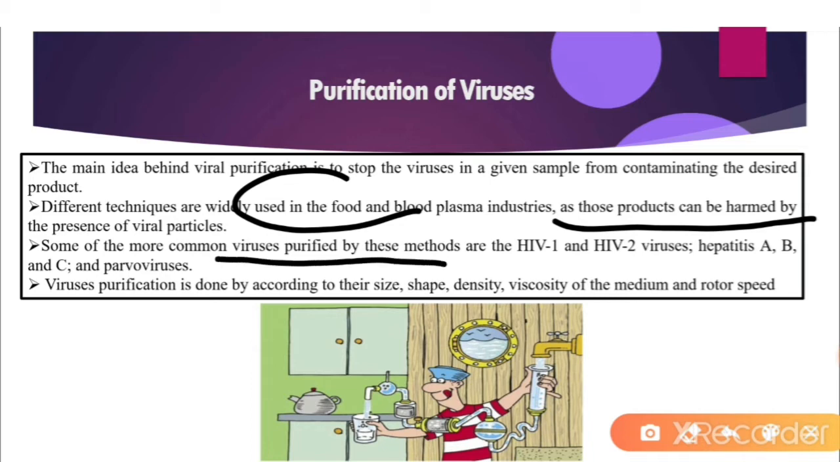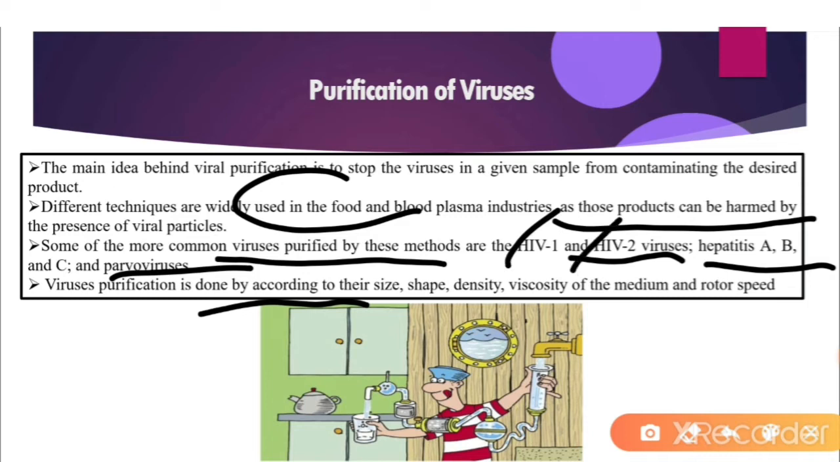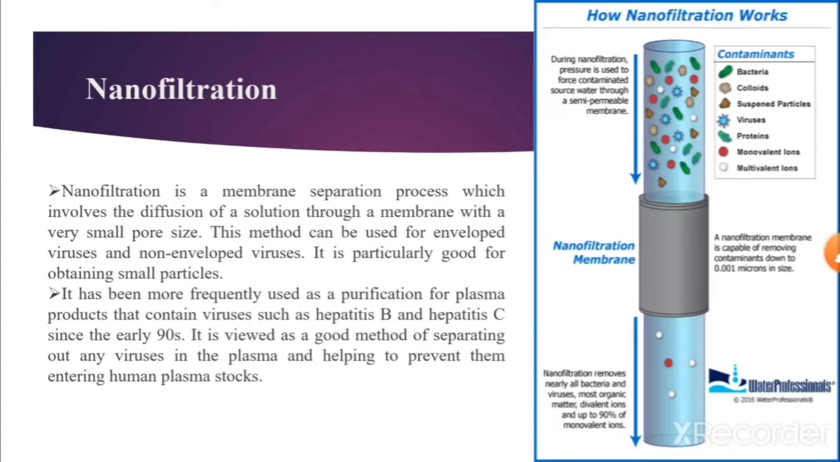Some of the more common viruses purified by this method are HIV-1, HIV-2 viruses, hepatitis A, B, C, and parvoviruses. Virus purification is done according to their size, shape, density, viscosity of the medium, and the rotor speed. Now, the first method is nanofiltration.